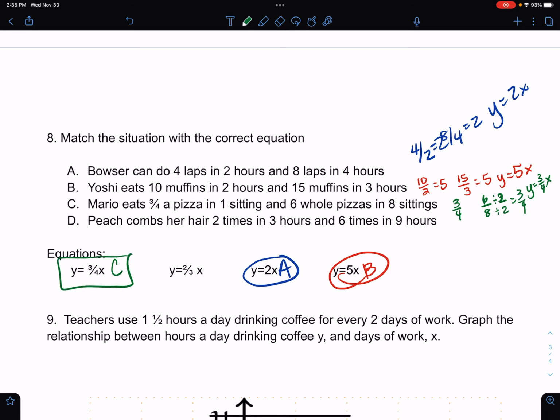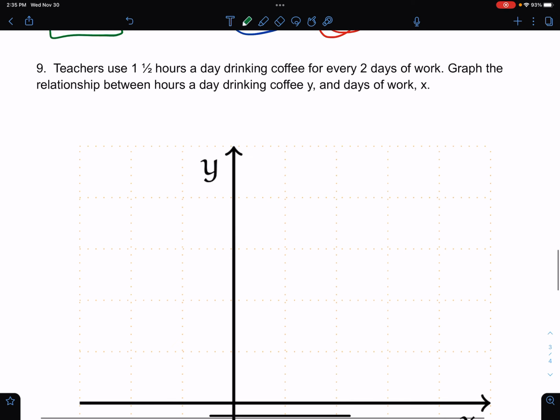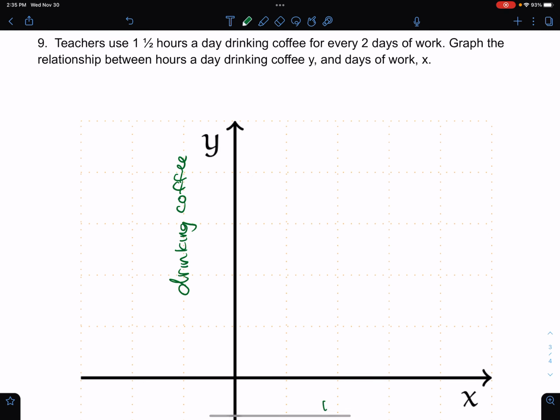Okay, now this last one that we have to do is graphing. And I know that it seems like graphing is complicated, but it really shouldn't be complicated. Okay, we have X and Y. We're going to first label, if it's not already labeled for you, graph the relationship between hours a day drinking coffee. So drinking, I'm going to make sure to put coffee behind it. And then work is over here.